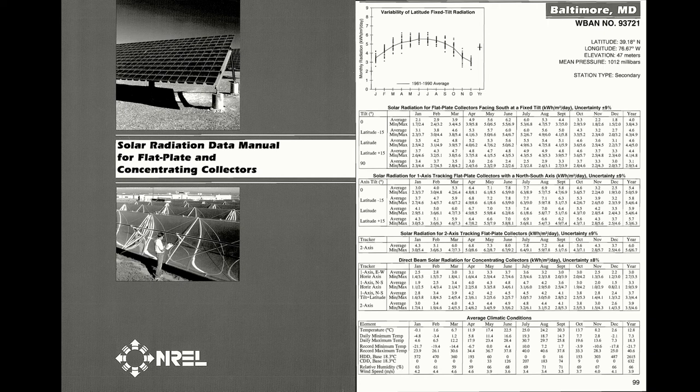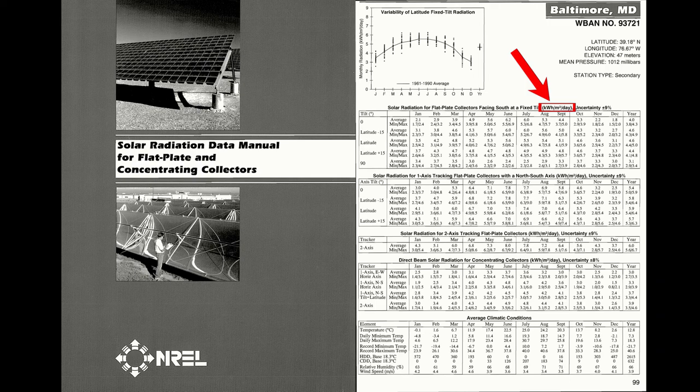For demonstration, I'll reference Baltimore, Maryland, located at about 39 degrees north by almost 77 degrees west. The bulk of the data that we're interested in has units given in kilowatt hours per square meter per day, which is equivalent to the peak sun hours.